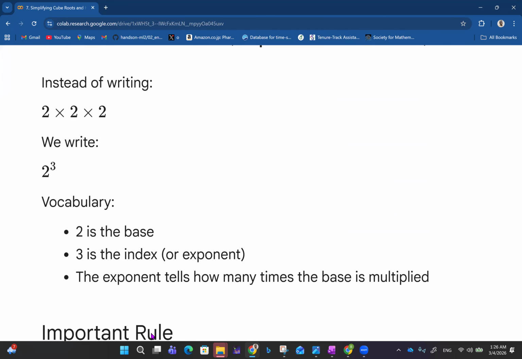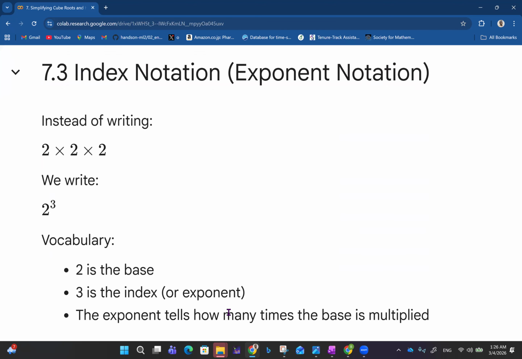Then talking about the index notation, or what you call the exponent notation, instead of writing 2 times 2 times 2, we can write 2 raised to power 3. So in the vocabulary, 2 is the base, 3 is the index, or what you call the exponent.